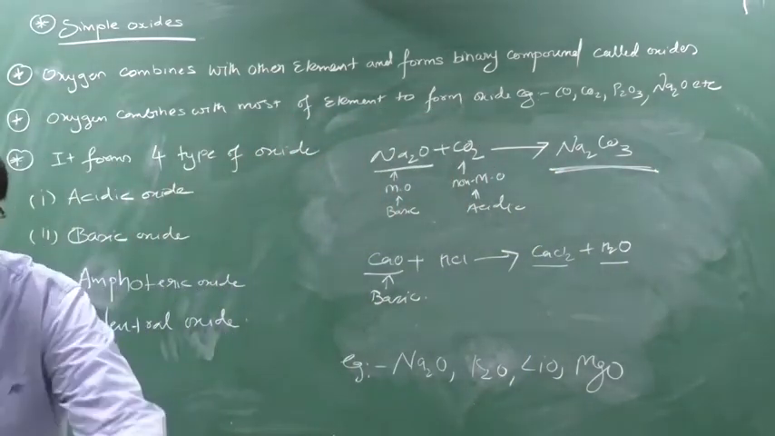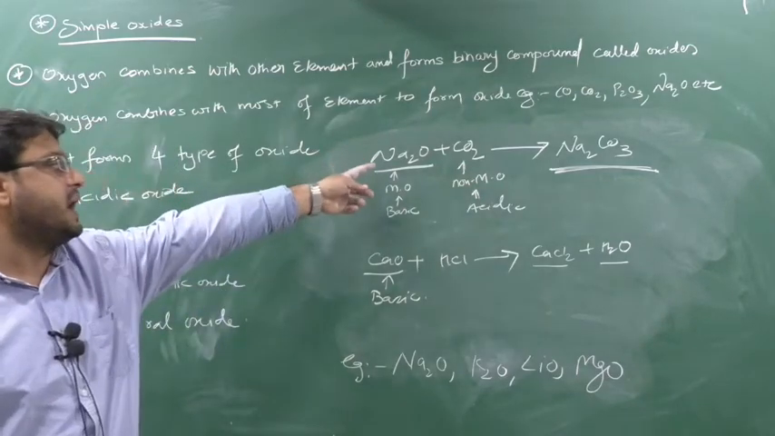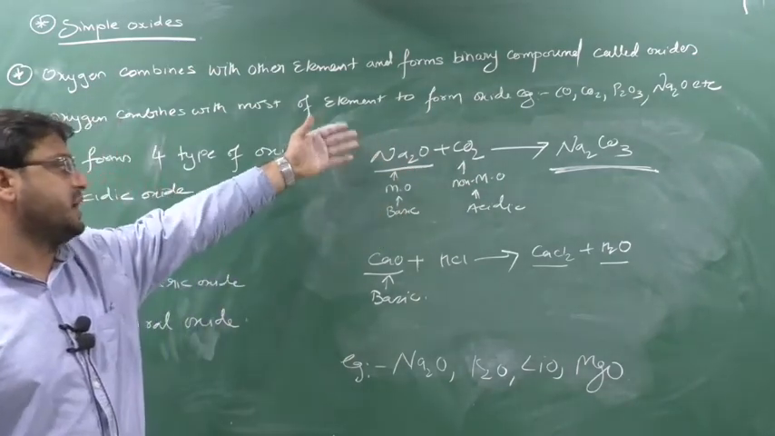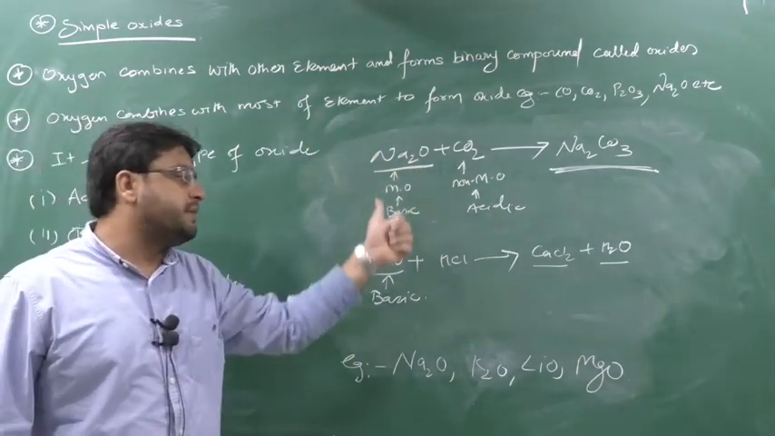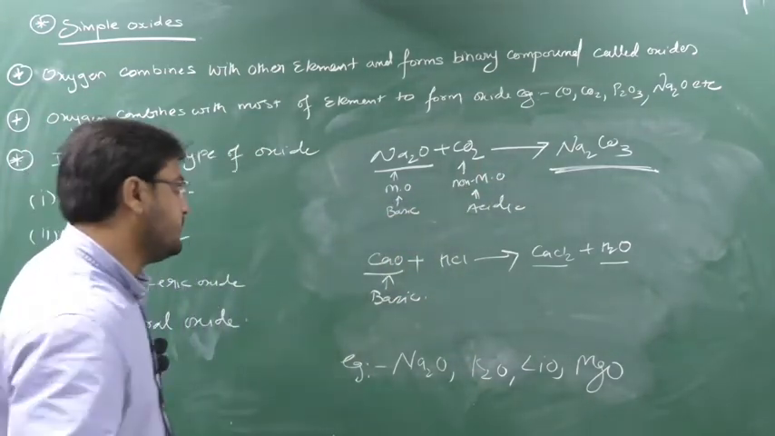Clear this part? So this is the reaction of a metallic oxide and a non-metallic oxide. Non-metallic oxides are acidic in nature, and metallic oxides are basic in nature. Acid and base can react with each other, that's why a reaction occurs.